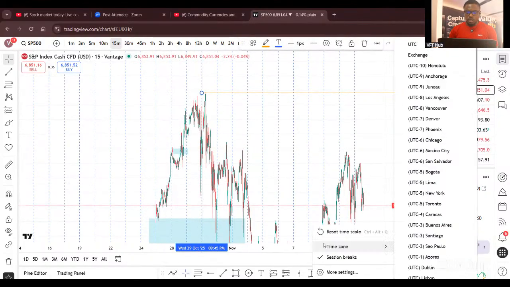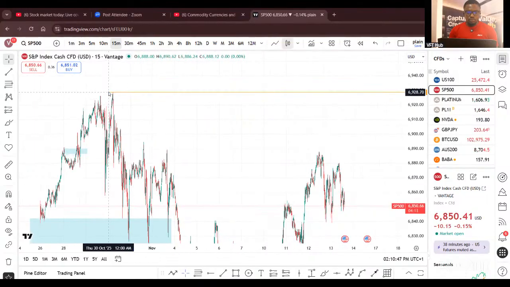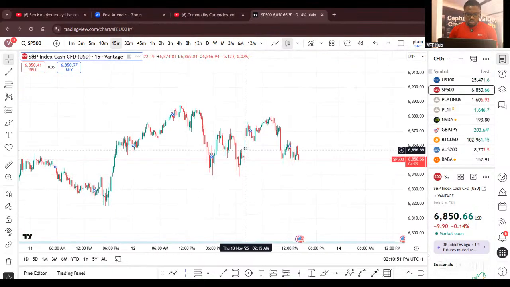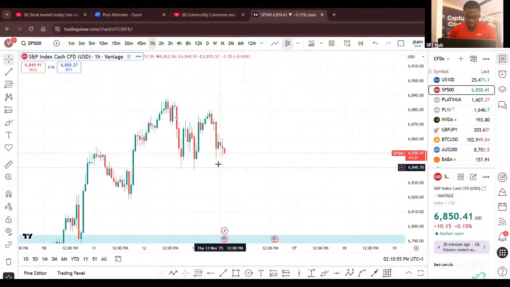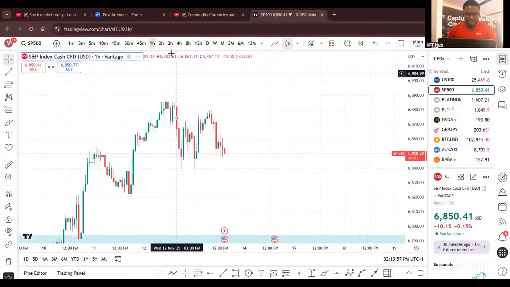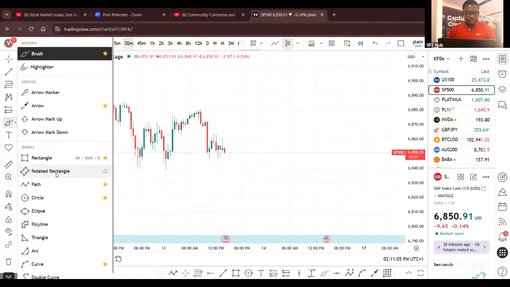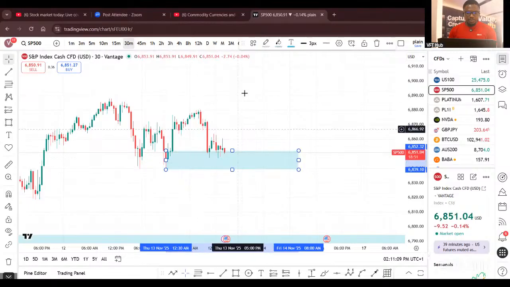And then we also have this level. We marked out these two zones. Let me put on the 1 hour time frame so it can be very clear. We had a level here, a level inside of a level. We expect price to reverse from all of this, and we expect a push to the upside.